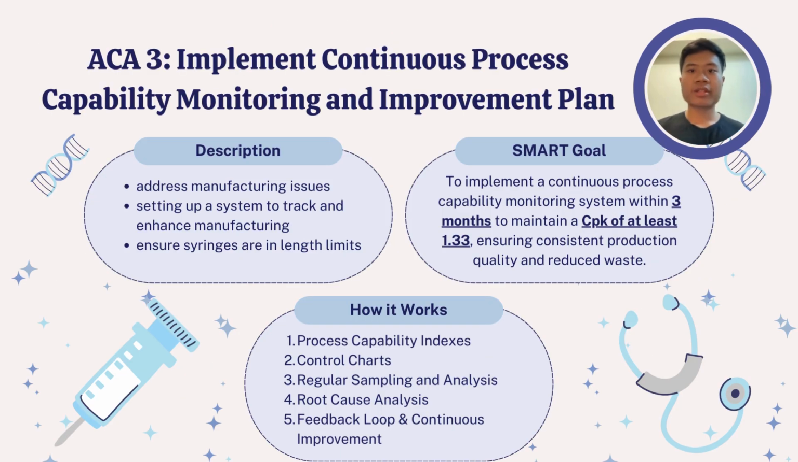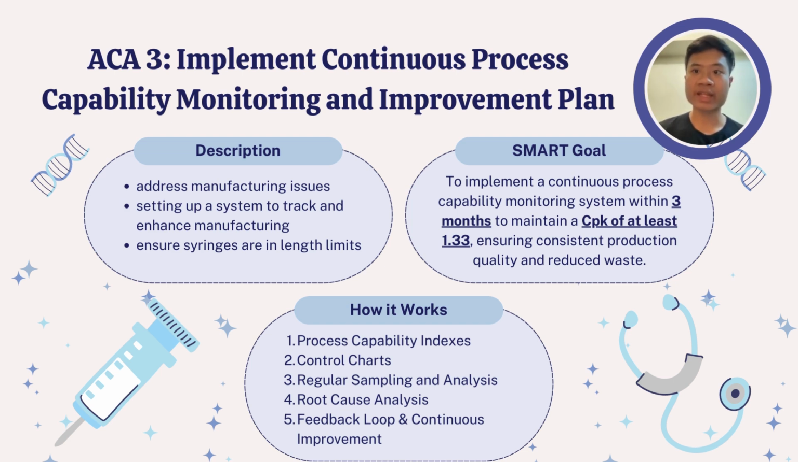The third alternative is to implement continuous process capability monitoring and improvement plan. This plan aims to systemize consistent quality production and waste reduction. How? By producing syringes within the specified length limits. The smart goal for this ACA is to implement a continuous process capability monitoring system within 3 months to maintain a CPK of at least 1.33. This ensures consistent production quality and reduced waste.